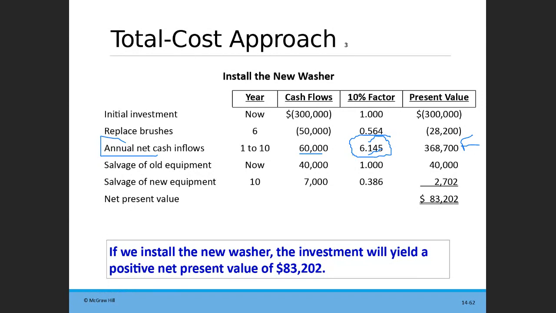If we're going to put in new equipment, we're going to sell the old equipment. That's now, so that's no discount. So we're going to get 40,000 immediately. In 10 years, when we're done, we'll sell the old equipment for 7,000. So look up 10%, and you get a discount factor of 3.386. That means that 7,000 is worth 27.02 today. You add up all your cash flows, and the net present value of getting a new one is 83,202.